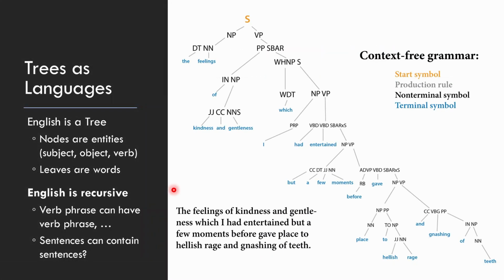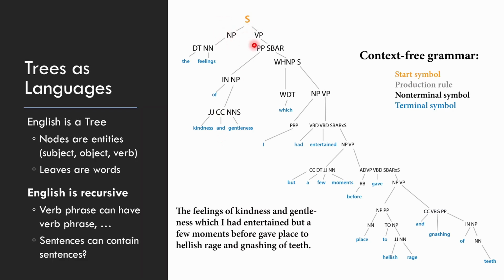Another compelling application of trees is with languages. We can describe the English language as being a tree. Nodes are entities like subject, object, or verb, and leaves are the words themselves. The feelings of kindness and gentleness, which I had entertained but a few moments before, gave place to hellish rage and gnashing of teeth.